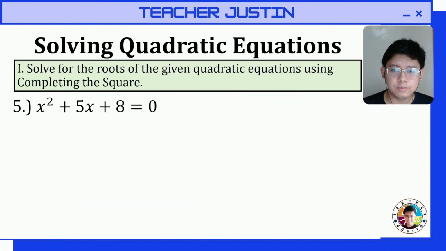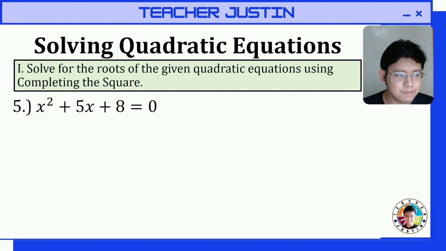Alright. Okay, let's solve this quadratic equation using completing the square. So, in solving a quadratic equation using completing the square, ang unang step natin is to make sure that the leading term, x squared, has a numerical coefficient that is equal to 1. Tapos, ang susunod natin gagawin is, we have to transfer all variable terms to the left side and all the constant terms to the other side.